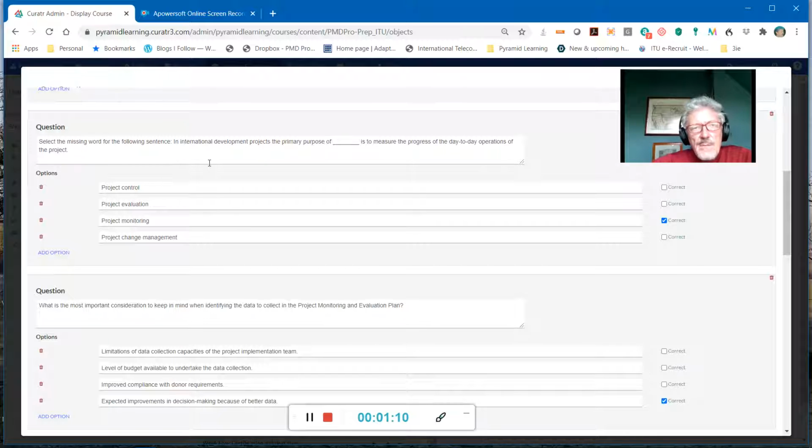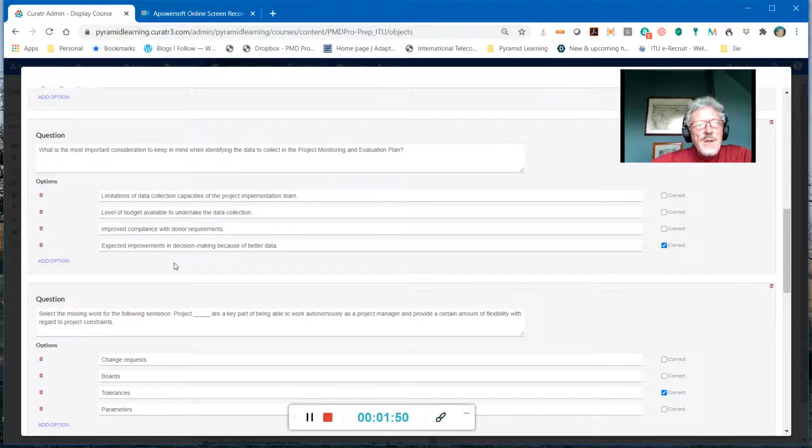Select a missing word. In international development projects, the primary purpose of is to measure the progress of day-to-day operations. Well, we've just spoken about that. The correct answer is project monitoring, as control is about making sure that we're in control of the changes. Evaluation is, we've seen, the top half of the log frame, and project change management is making sure that all of those significant changes are appropriately made. So, correct answer is C, project monitoring.